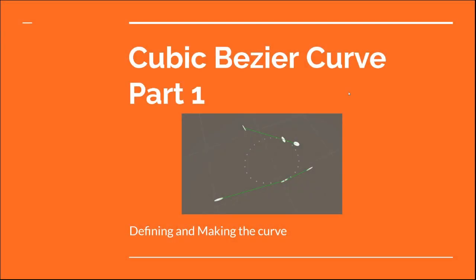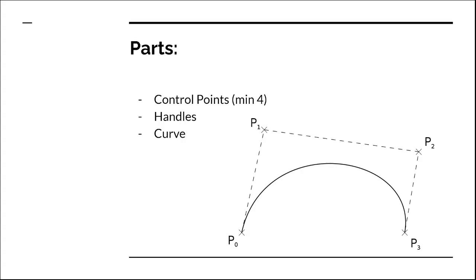Hello everyone, so this is part 1 of how to make a cubic Bezier curve in Unity, and this is going to be defining and making the curve, and it's mostly going to be in pseudocode. So there are a couple parts to a Bezier curve.